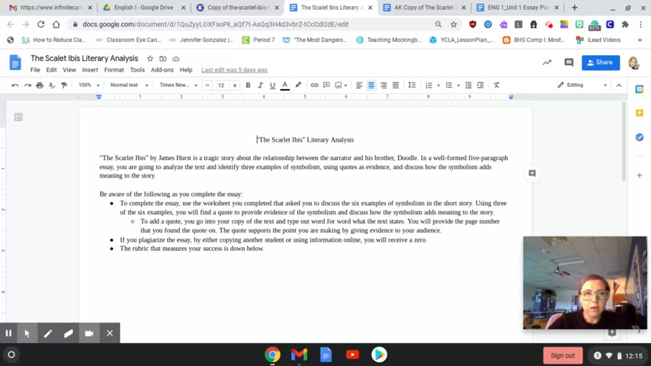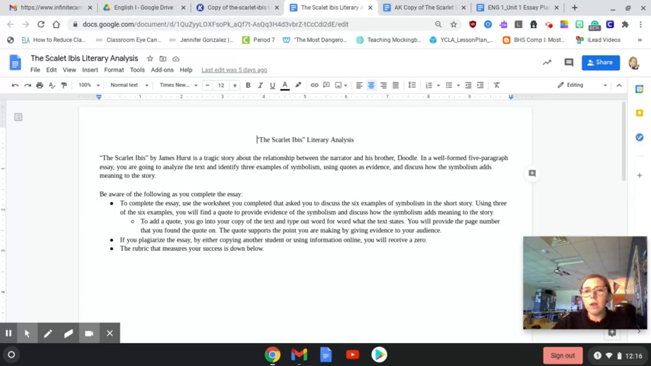So, the prompt states, The Scarlet Abyss by James Hurst is a tragic story about the relationship between the narrator and his brother Doodle. In a well-formed 5-paragraph essay, you are going to analyze the text and identify 3 examples of symbolism using quotes as evidence and discuss how the symbolism adds meaning to the story.